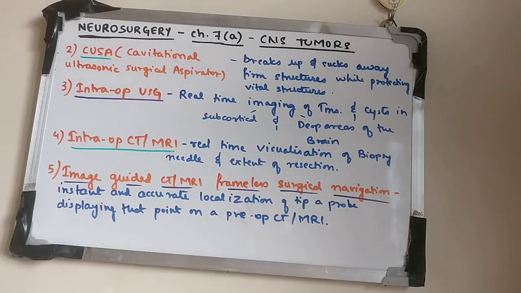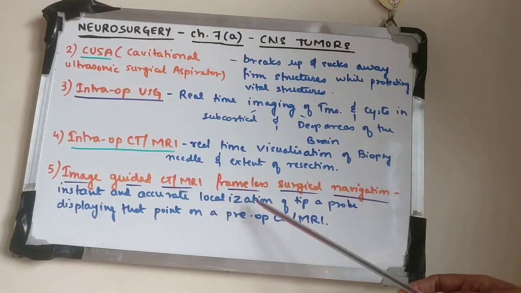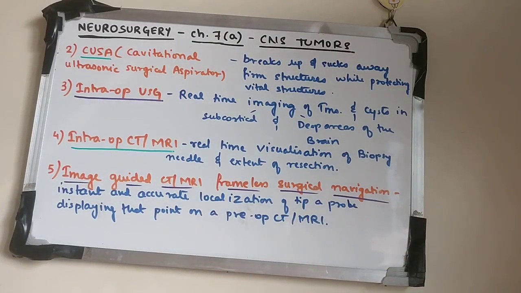Next is image-guided CT or MRI, frameless surgical navigation. So you do not need a lot of, you take like 64 cuts and all. Here it allows instant and accurate localization of the tip or probe during a craniotomy. So you are doing it and you can put the tip of the probe and you can display the point on a pre-op CT or MRI.